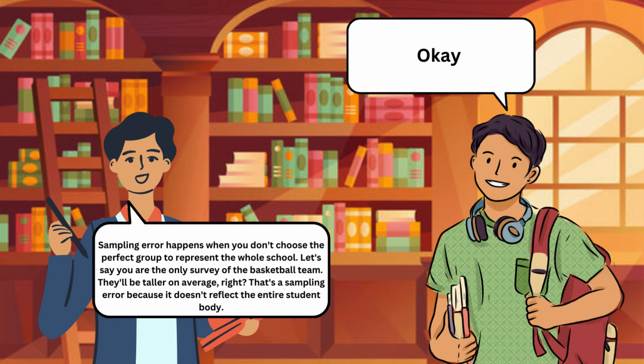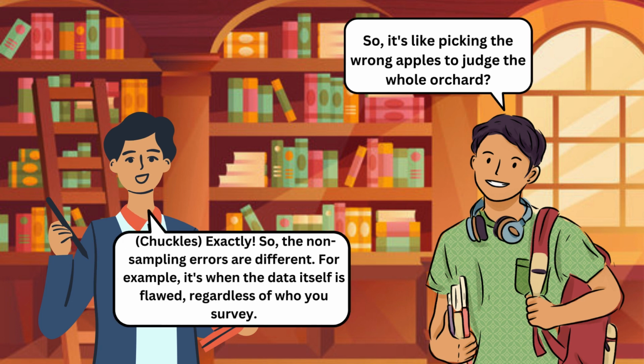Okay. Sampling error happens when you don't choose the perfect group to represent the whole school. Let's say you only survey the basketball team. They'll be taller on average, right? That's a sampling error because it does not reflect the entire student body. So it's like picking the wrong apples to judge the whole orchard.